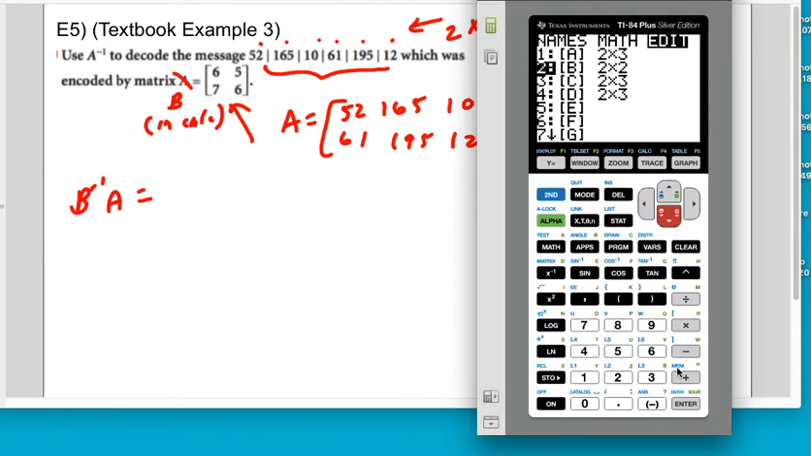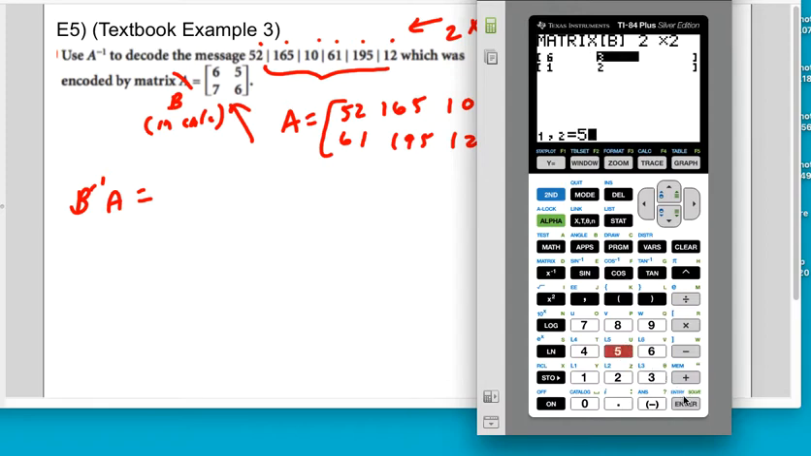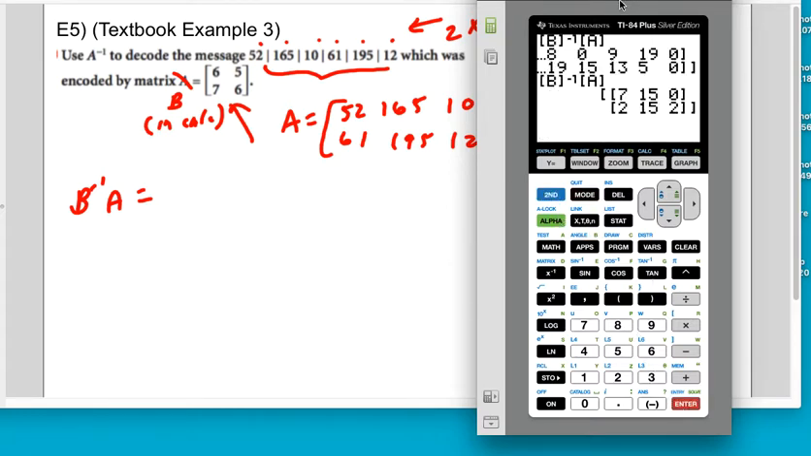Quit out, and then I'm going to go to second matrix. I go over to edit, and I'm going to pick B, and I'm going to make B that 2 by 2: 6, 5, 7, and 6, right? Double check that your math is right. Cool, you entered everything right, and then I'm just going to hit enter because I already did B inverse times A.